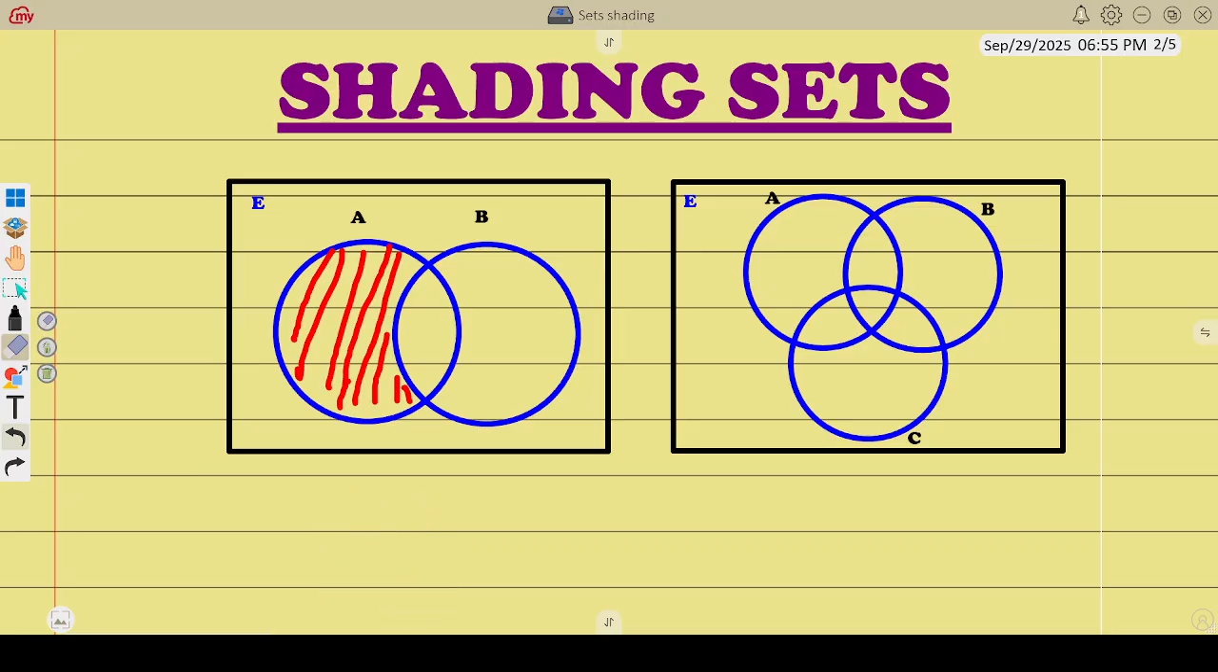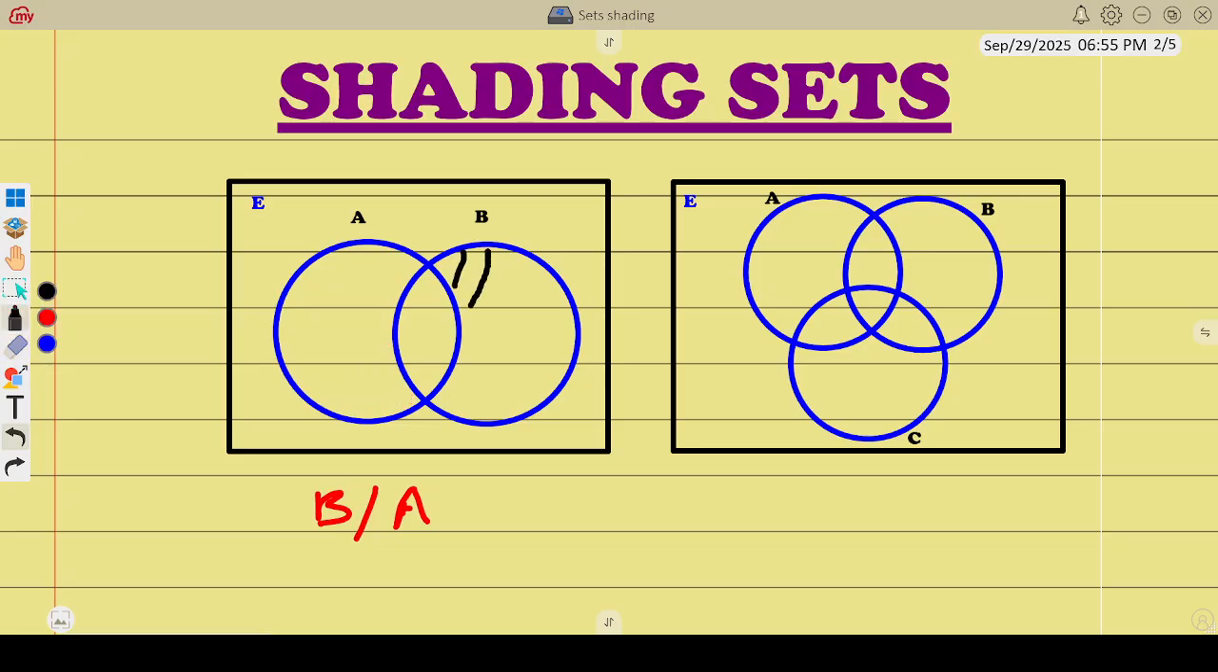I'm giving you this exercise under 2 minutes. Try it. Shade B slash A. Pause the video and quickly shade. What are you getting? If you do the right thing, you shade what is in B. This is what is in B. But you do not shade this part, although it is in B, because it also has A. This is B slash A, which is also written as B minus A.